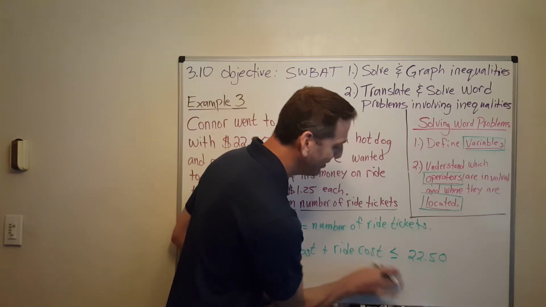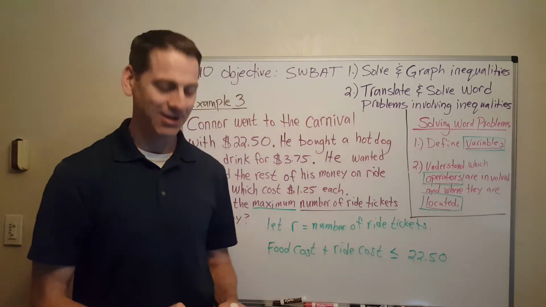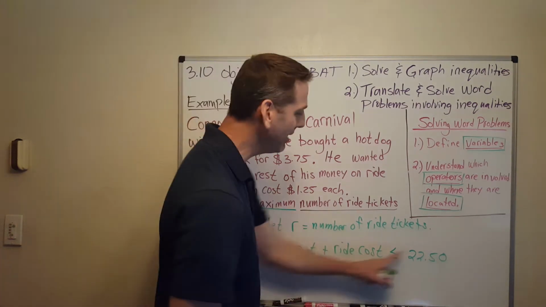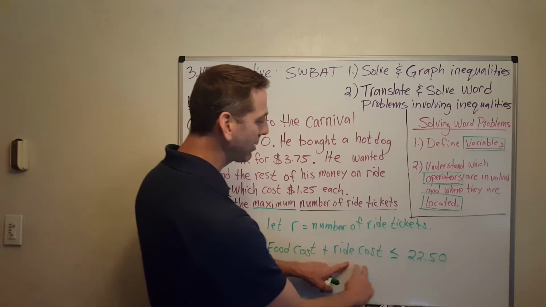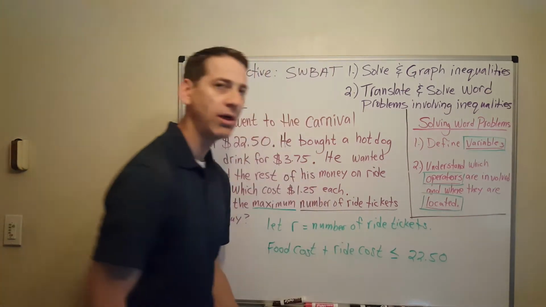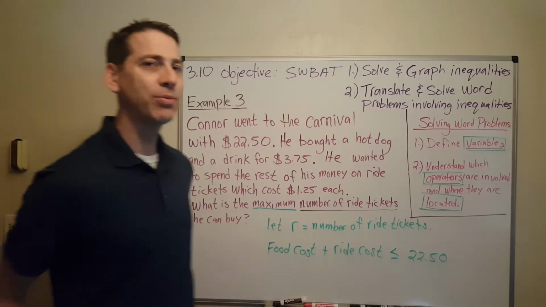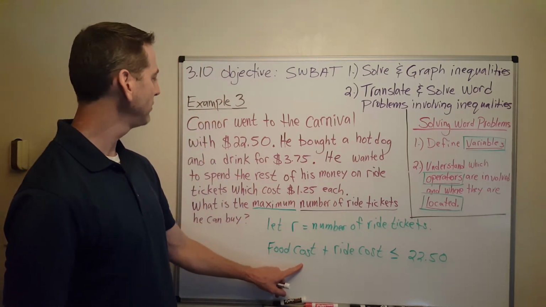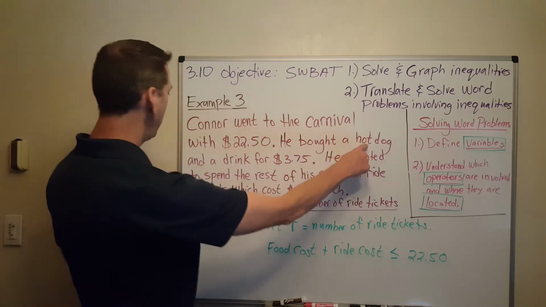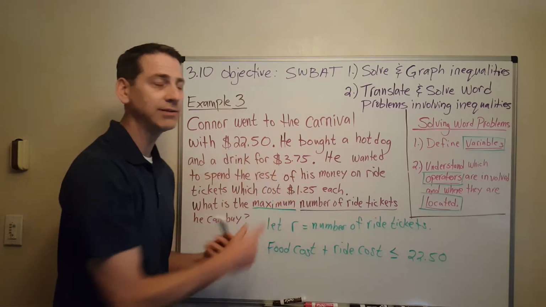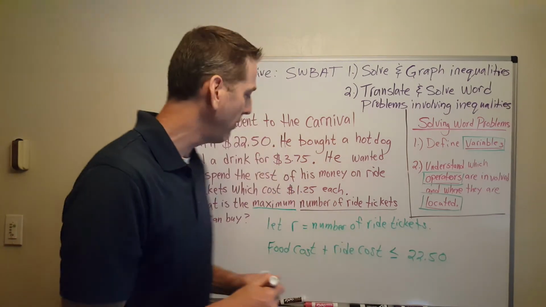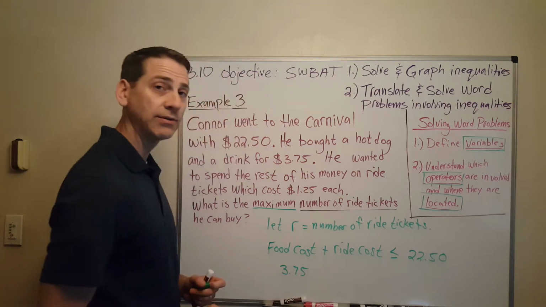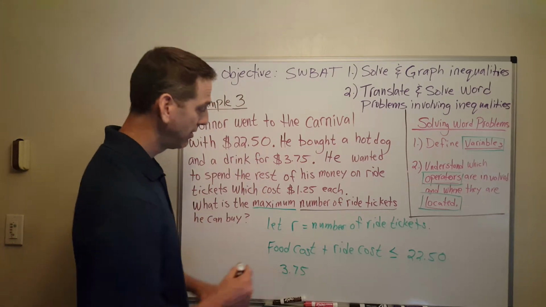They say learning how to decipher the inequality language is a skill on its own. So that's basically the inequality: food cost plus ride cost is less than or equal to $22.50. Now let's throw some variables and numbers in. What's the food cost? We bought a hot dog and a drink for $3.75. There's no variable there, we know all that. So that's going to be $3.75. You can put the dollar sign there if you'd like.